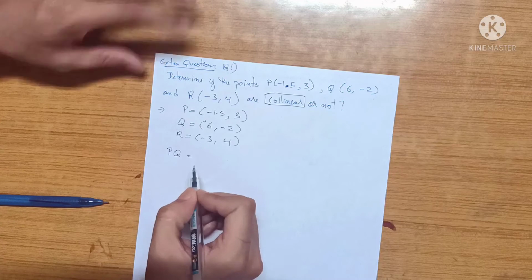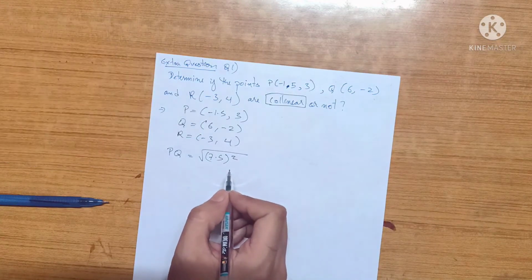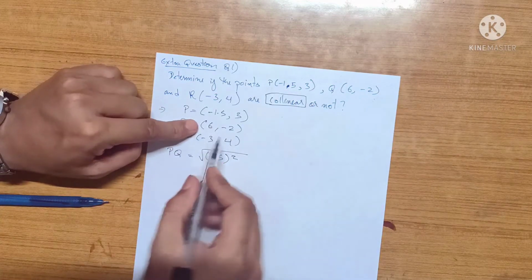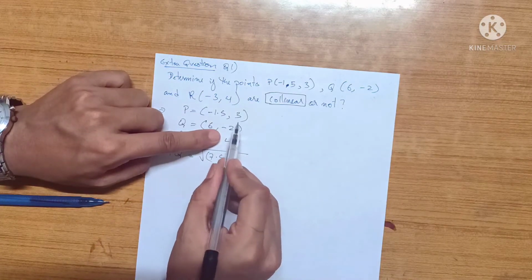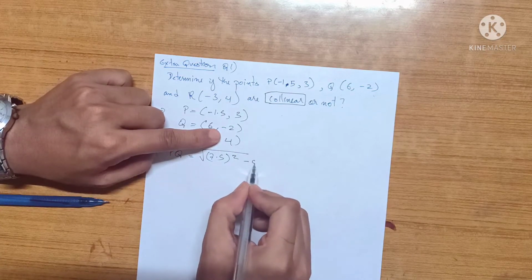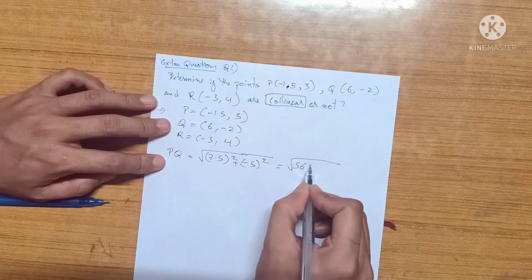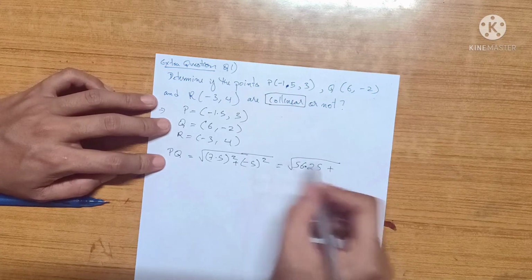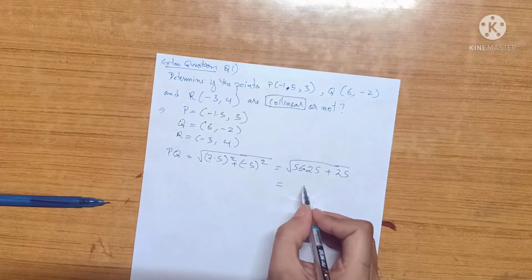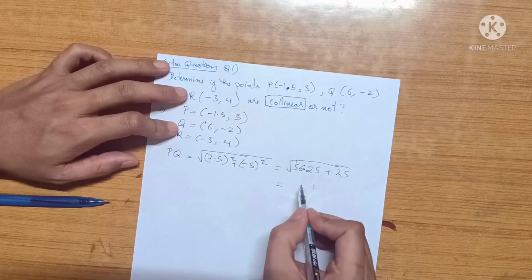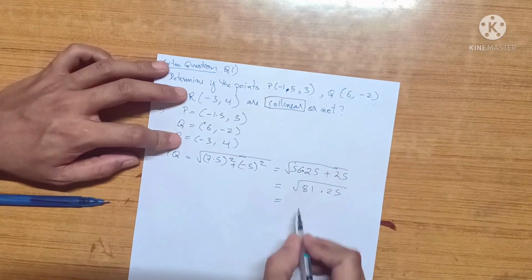So first, let's find PQ. For PQ, 6 plus 1.5 is 7.5. Minus 2, I did 6 plus, why? Because 6 minus minus 1.5, minus and minus become plus, so 6 plus 1.5. And here also minus 2 minus 3 will become minus 5. Minus 5 the whole square, and 7.5 times 7.5 is 56.25. So 56.25 plus 5 square is 25. If we add this up, we get 81.25, and root 81.25, I don't know.